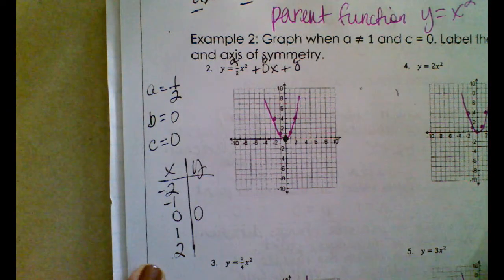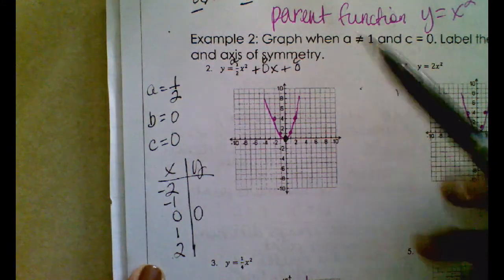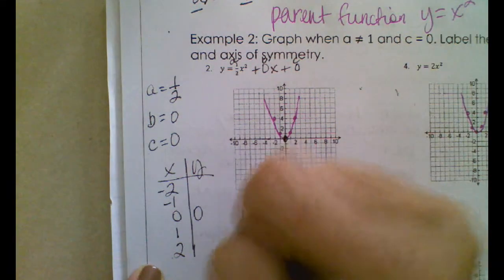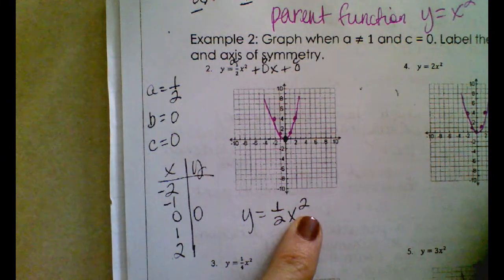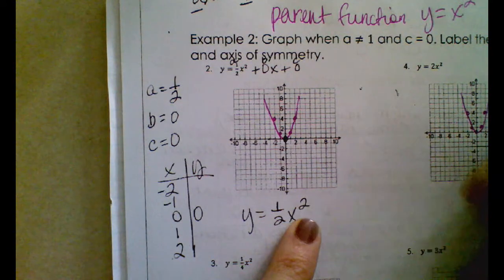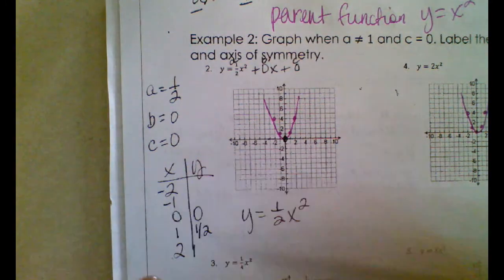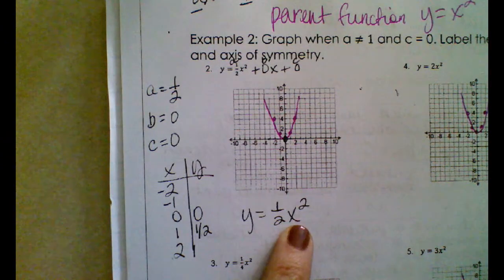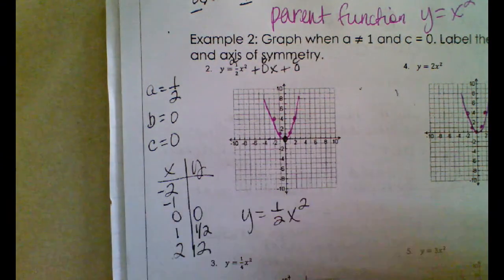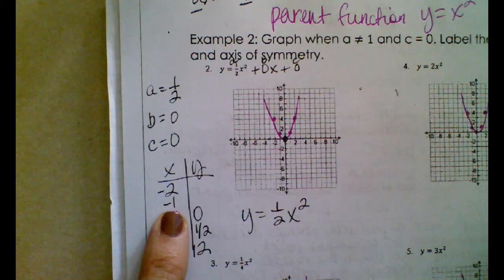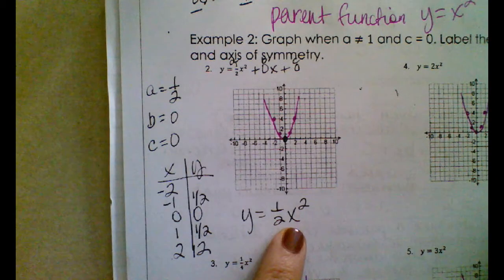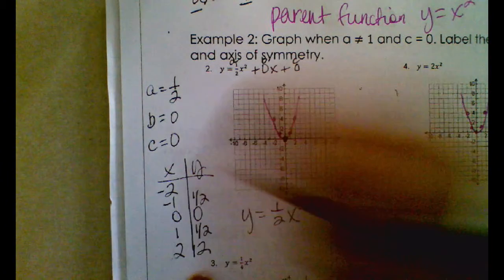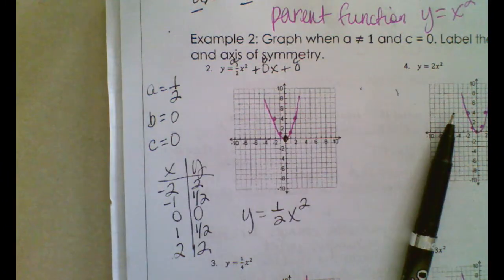Okay, Melanie, you ready? So we're plugging into y equals 1/2 x squared. I'm going to write it a little bigger. What is 1 squared times 1/2? That'd be 1/2. Good. What is 2 squared? And what's 1/2 of 4? 2. Good. What is negative 1 squared times 1/2? And what is negative 2 squared? 4 times 1/2, 2.